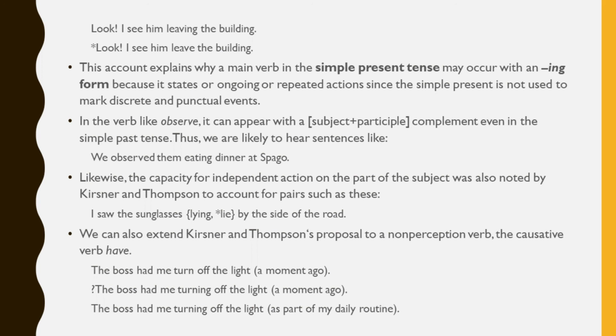The account also explains why a perception verb like "observe" can appear with a subject plus participle complement, but not a bare infinitive complement, even in the simple past tense. Part of the inherent meaning of observing involves the visual perception of something over an extended period of time without focus on the event as a completed whole. One observes an action in progress.